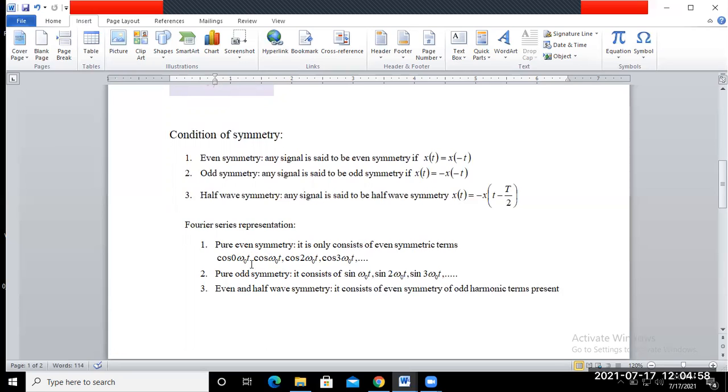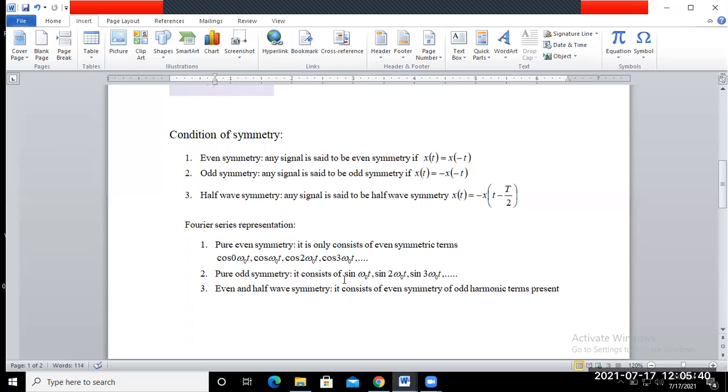This cos 0 omega naught t represents the constant term, and all these are even symmetric functions: cos 0 omega naught t, cos omega naught t, cos 2 omega naught t, cos 3 omega naught t, and so on. So directly you can write if you observe what symmetry your given waveform follows. This is a very important property of the Fourier series representation. Just try to keep in your mind these 3 conditions only.